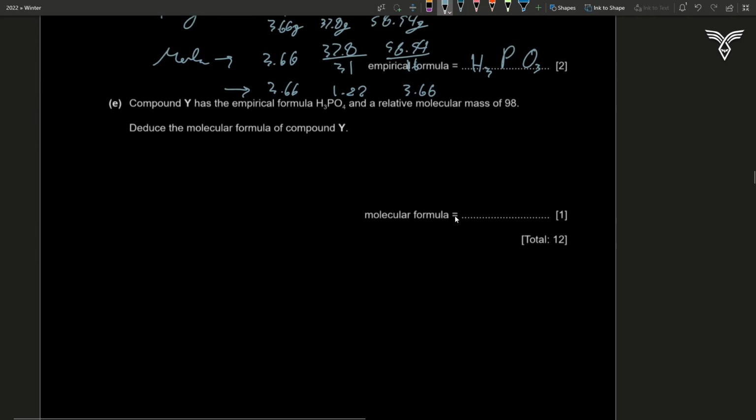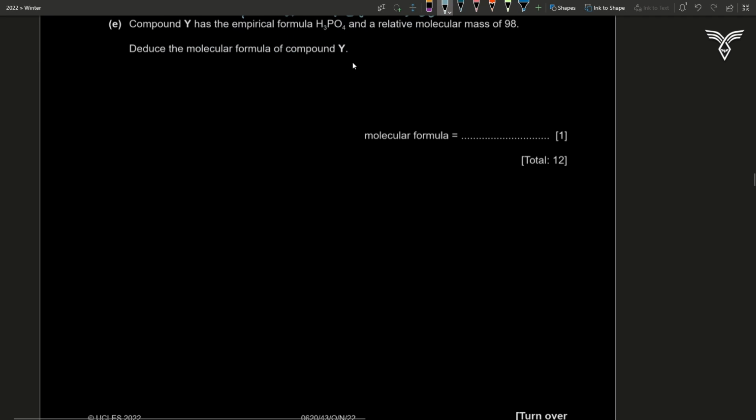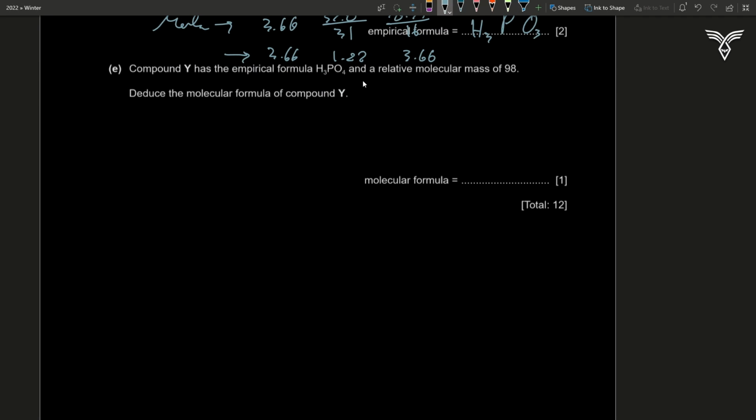ومبروك عليك. طيب compound Y has the empirical formula H3PO4 and a relative molecular mass of 98. deduce the molecular formula. مديك التوتال molecular mass يعني الماس بتاعهم كلهم، ومديك الامبيريكال فورمولا، وبيقول لك هات لي بقى ايه المولكيولر فورمولا بتاعت كومباوند واي.